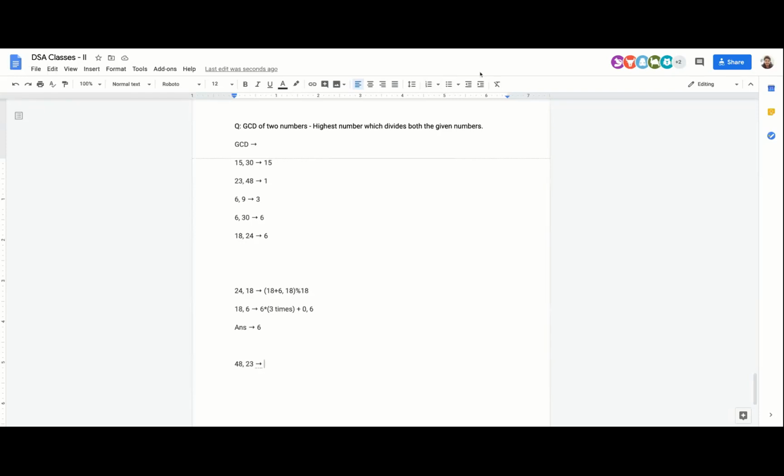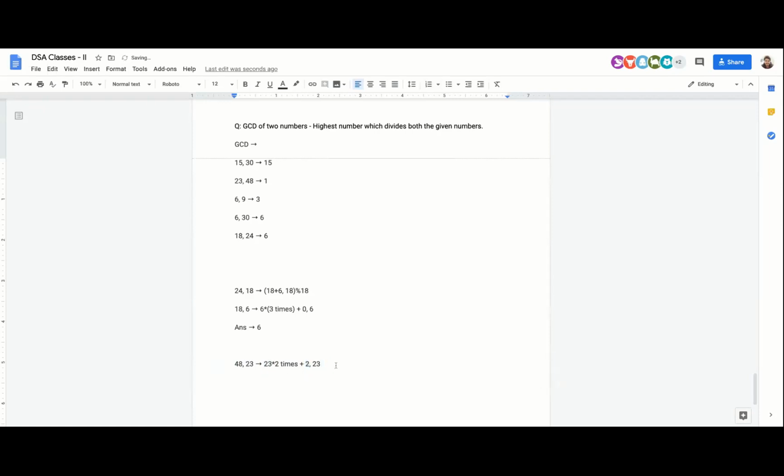So now we have to find the GCD of 48 and 23. How can I write 48? I can write 48 as 23 into 2 times plus 2. Do you agree? Now I will write 23 as 23. This number is divisible by 23, this number is divisible by 23, but this particular number is not divisible by 23. So I'll try to find a number which divides this number as well as this number.